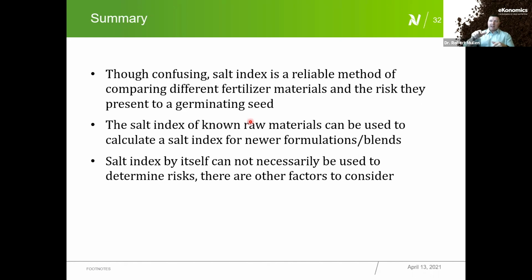So I don't have to put as much salt in the solution to achieve the desired concentration of nutrient, if that makes sense. That's why higher concentration fertilizer materials generally have lower salt indexes when you consider partial salt index. The salt index of a lot of the known raw materials that we use is known, so it's very simple to calculate what the salt index of a newer formulation would be. Again, the ones that I went through were just for illustration, to give you an idea of how to use that math.